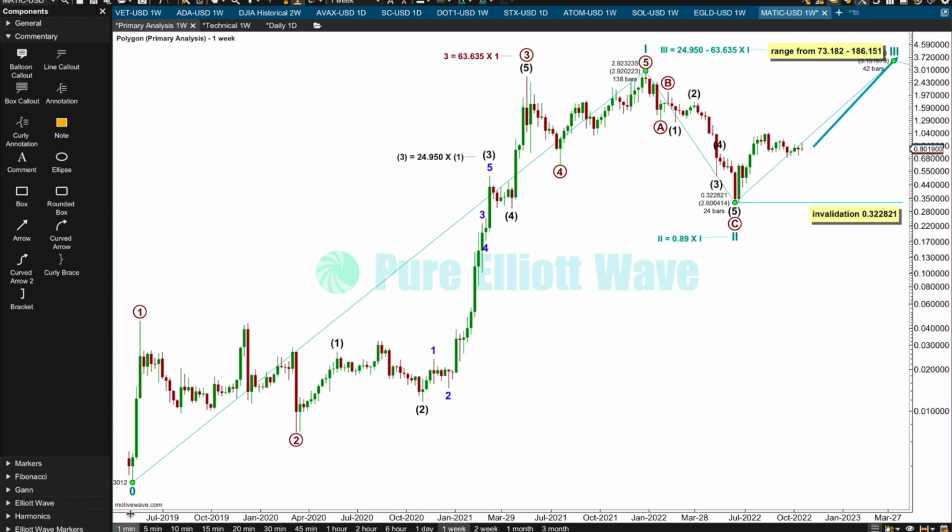2.920223 in length from low to high. So that gives us a potential range for cycle 3 to end somewhere from 73.182 to possibly 186.151. So not a target, just a possible range of where it might end. I'd be using classic analysis and relying on that much more heavily than Elliott wave to see an end for cycle 3. But when I looked at the structure within intermediate 3, it does subdivide very nicely indeed as a 5-wave impulse at all degrees at the daily chart level.